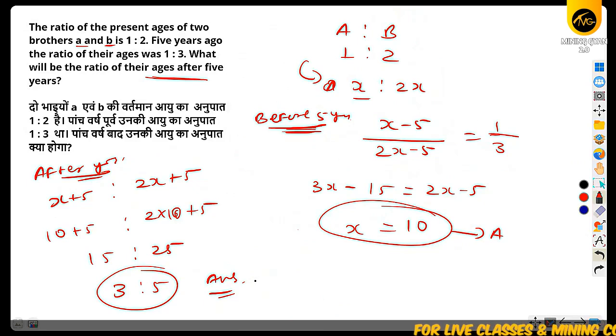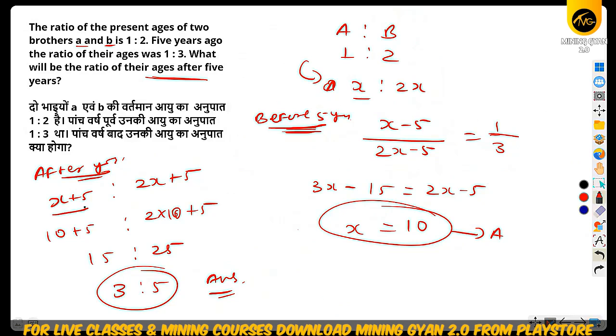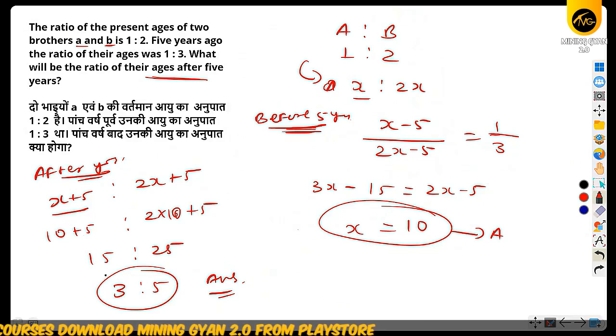Basically it's a condition of after 5 years. That's why we have to consider the expression of after 5 years, because the present age of A is x, so after 5 years it will be x plus 5, and the present age of B is 2x, so after 5 years it will be 2x plus 5. Just put down the value of x, and it will be 15 ratio 25. So the ratio will be 3 ratio 5.